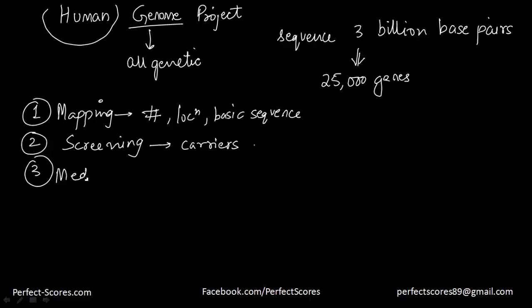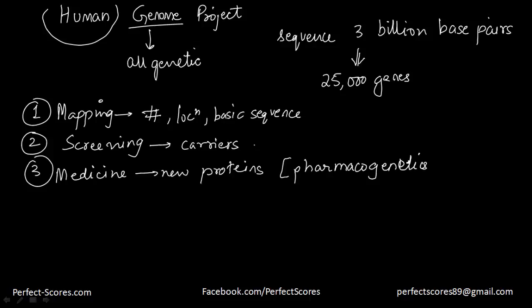The third important effect was in medicine, because with the discovery of new proteins and their functions, we can develop improved treatments. And there's a specific branch that combines pharmacy and genetics together, which is known as pharmacogenetics. So that uses genetics to create new medicines.